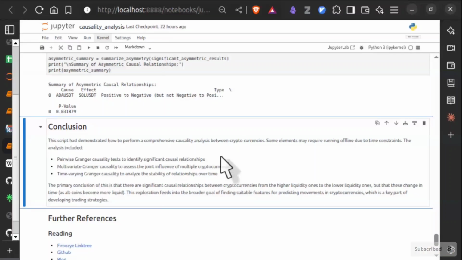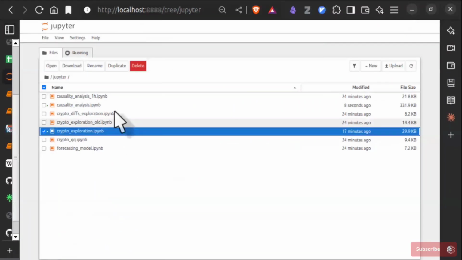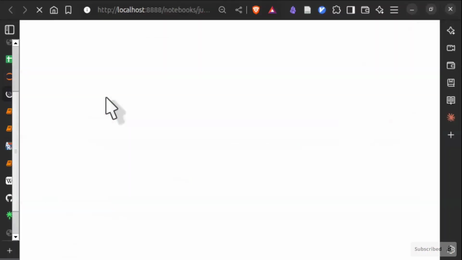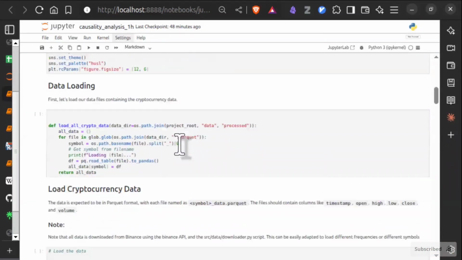Okay. So in conclusion, the script demonstrated how to perform comprehensive causality analysis. And there's a separate script, but it's basically a repeat. It's just that it's too much to do all at once. This is for downsampled data, or you can just download the 1 hour data, right? So it says the same, but it's got the 1H there, and it's basically looking at 1 hour.